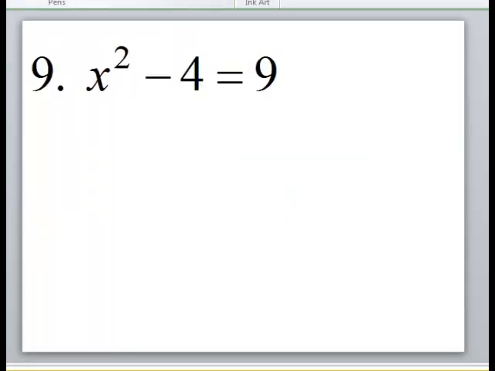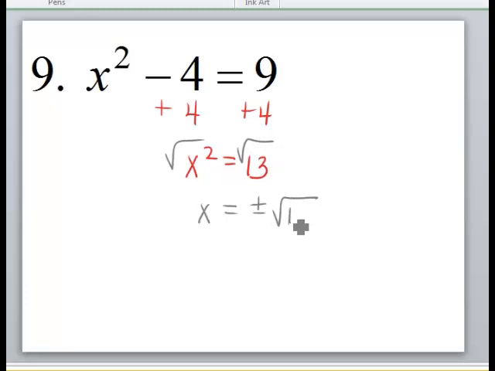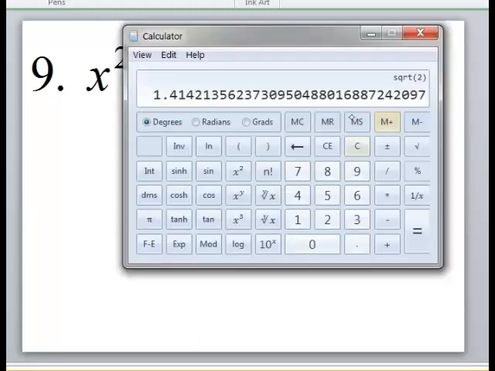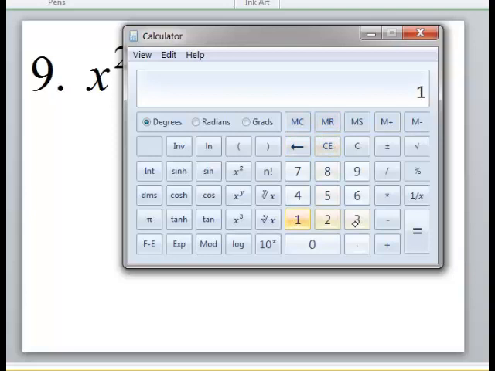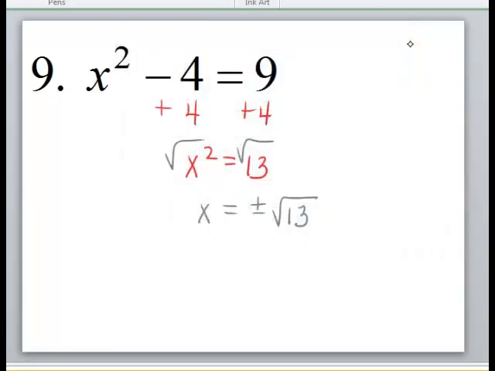In this last problem I have, we would just simply add 4 to both sides to get the x squared by itself. Square root both sides. I don't know the square root of 13, so I'd write the answer either as plus or minus the square root of 13, or we could change it to a decimal. The square root of 13 is 3.61. So plus or minus 3.61. Either answer is correct.